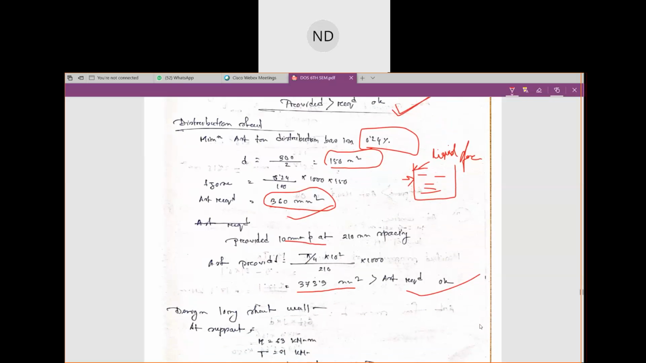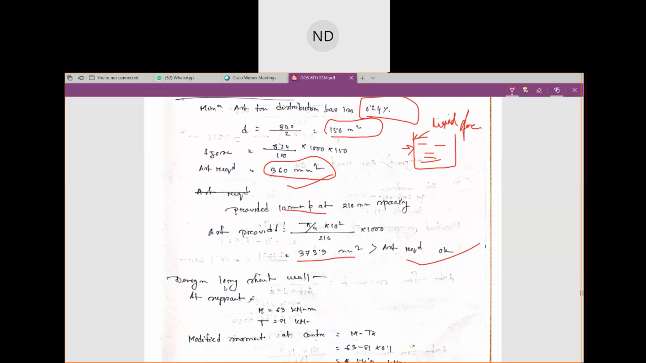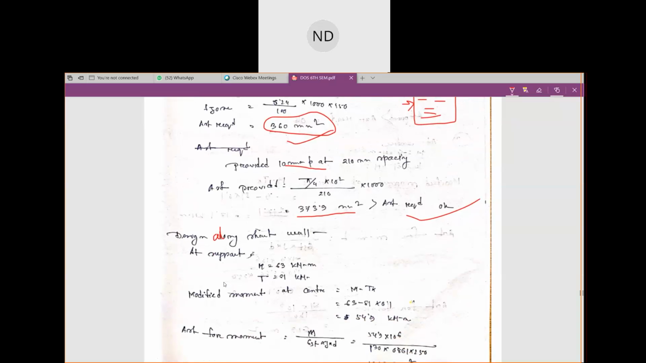Now the shorter wall design will be done along the shorter wall at support. We follow the same thing as in the longer wall, with the same calculations. At support, your moment is 63 kilonewton meter, your T is 81 kilonewton. Now the modified moment is M minus Tx. The moment is 63, and the moment due to tension is T into x. So T is 81 into 0.1.